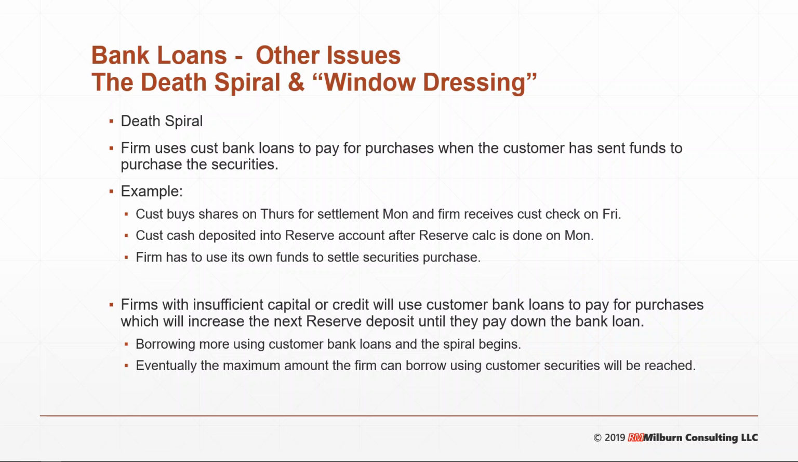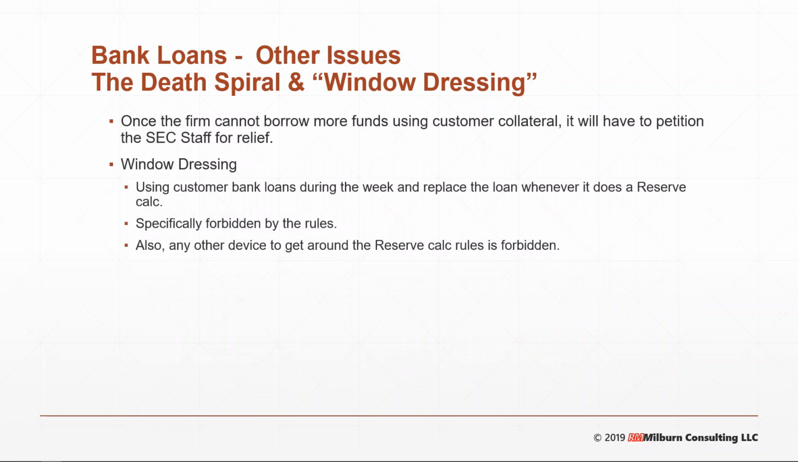Now, firms with insufficient capital or credit will use customer bank loans to pay for purchases, which will increase the reserve deposit until they pay down the bank loan. And usually what happens there is that they continue to borrow using customer bank loans, and the spiral begins. And eventually they're going to hit the maximum amount the firm can borrow using all the customer securities. So how do you get out of that? One way to do it is to petition the SEC staff for relief. They will agree to the relief. However, they're going to have to see the firm is recapitalized.